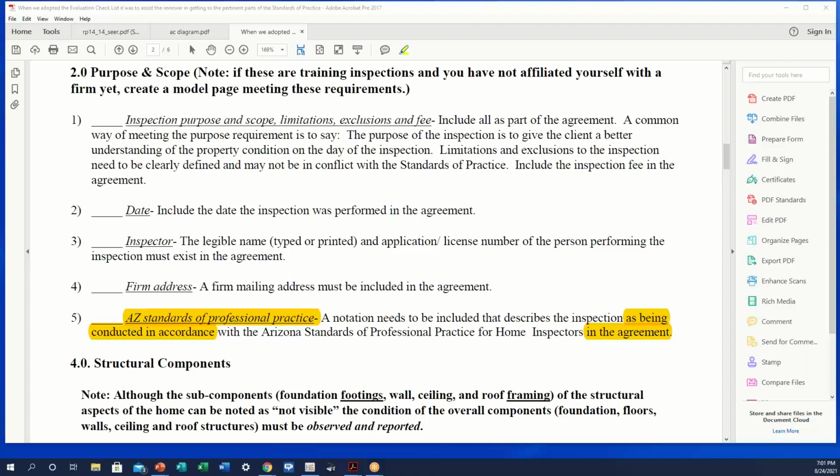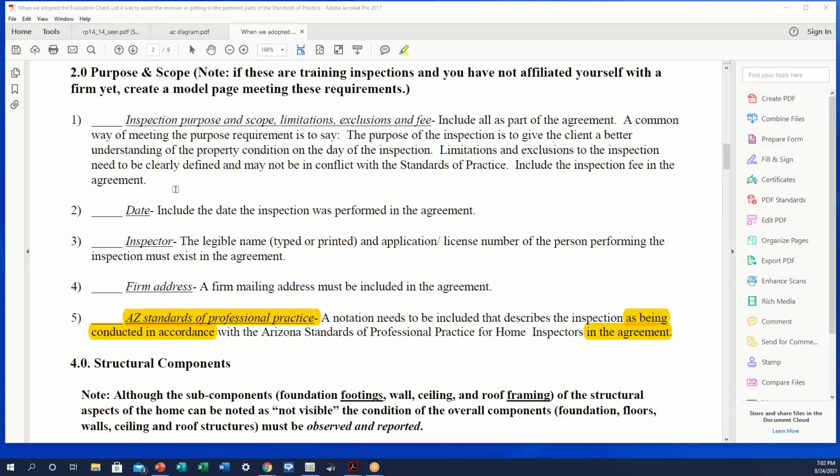It used to be if you had one item off, your report wasn't compliant. Now they're saying you can have one or two because there's 84 required items on this report that you must fill in. So let's start at the top. The purpose and scope. This is one of the things of why we do these inspections. Your contract, 1 through 5, is what your contract should say.